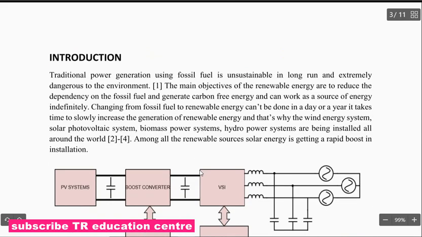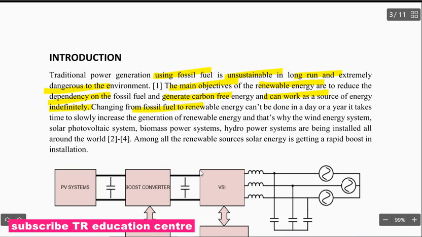Introduction. Traditional power generation using fossil fuel is unsustainable in the long run and extremely dangerous to the environment. The main objective of renewable energy is to reduce the dependency on fossil fuel and generate carbon-free energy, and it can work as a source of energy indefinitely.